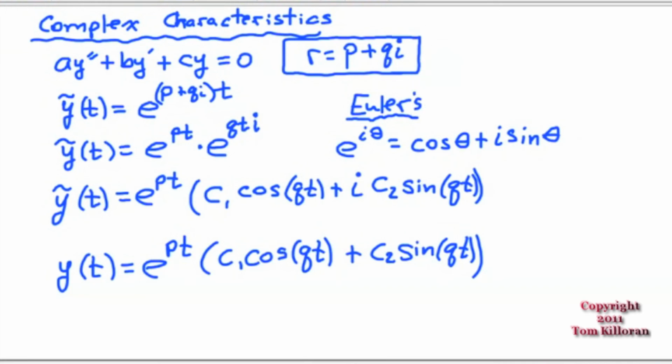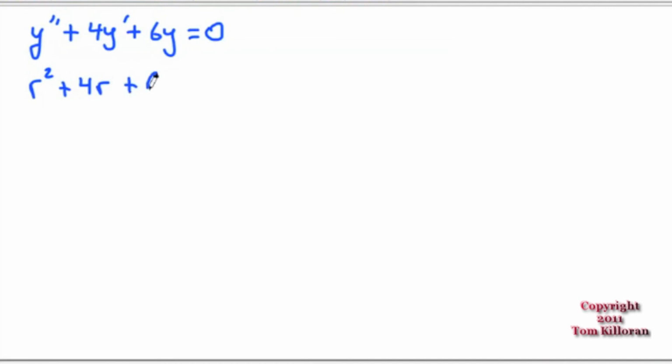For example, let's say we have y double prime plus 4y prime plus 6y is equal to 0. So our characteristic equation would be r squared plus 4r plus 6 is equal to 0. And there are no factors of 6 that add up to 4. So what I'm going to do is complete the square. I find that much easier than the quadratic formula, especially when the even number is in the middle here. And then move the 6 to the other side.